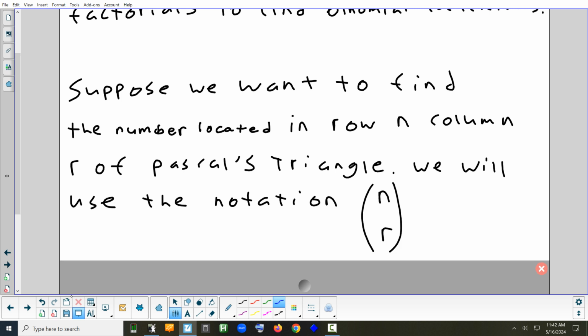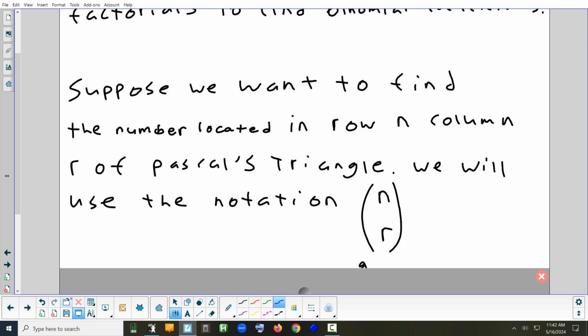So the notation for finding something in row n, column r, is this. It's these parentheses, and then you're going to see a number on the top and a number on the bottom. The top number is the row. The bottom number is the column. So if I wrote something like this, that means I want to know what number is in row 5, column 2, starting at row 0 and column 0.